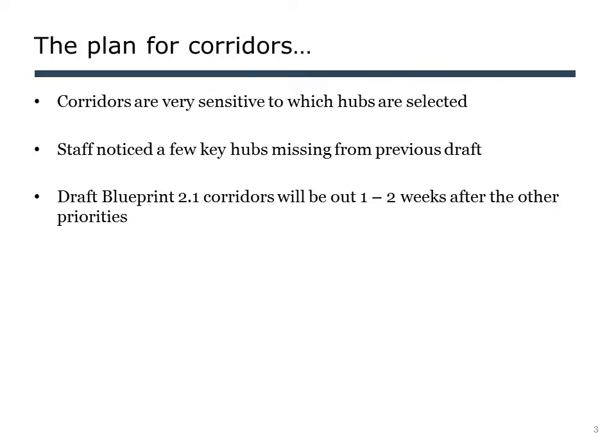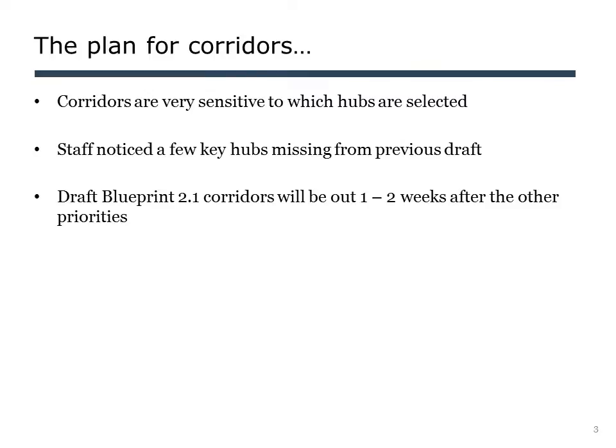Now, one of the things you may have noticed is that we don't have the corridors quite ready yet. Corridors are particularly sensitive to which hubs are selected. What are you going to connect between? We noticed a few key hubs missing from one of the previous drafts. That was a problem with one of the landscape indicators. So we fixed that, but we wanted to make sure that we are spending your time as efficiently as possible. So the draft corridors for 2.1 will be out 1 to 2 weeks after the release.